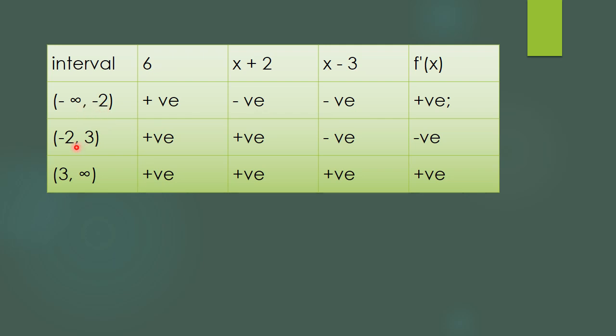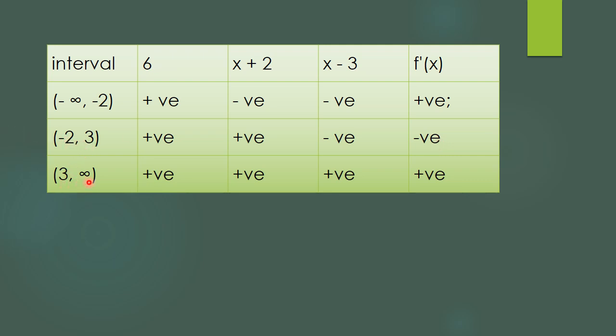Now for the interval −2 to 3, take any value between them. I will take 0, it is easy. So 6 is positive, 0 + 2 is positive, 0 − 3 is negative. As this is positive, positive into negative, it will be negative. f'(x) is negative, which indicates that the function is decreasing in the interval −2 to 3.